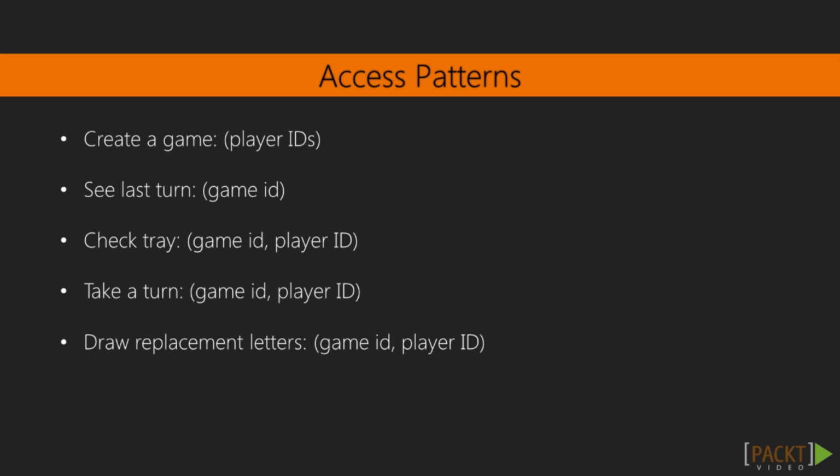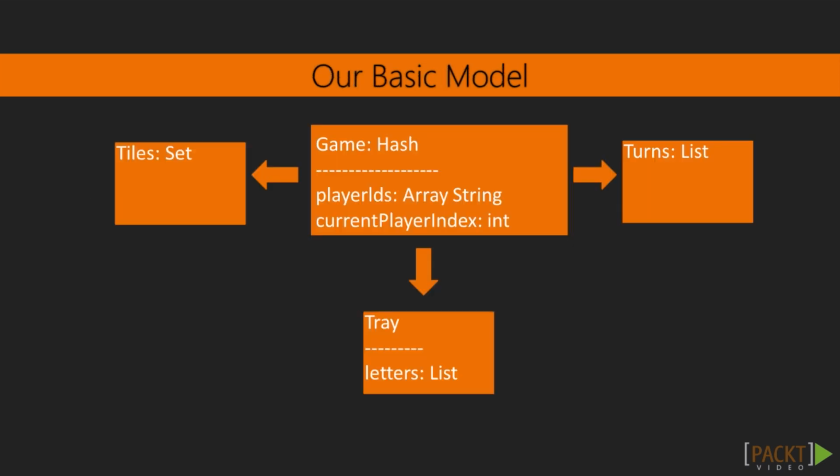We need to check a player's tray of letters, so of course we'll need the game ID again, but now we'll also need a player ID. Then the player takes a turn, so game ID, player ID. Finally, the player needs to draw replacement letters, again, game ID and player ID. So can you see how the pattern breaks down here? Well, once we create the game, we'll use that game ID for accessing everything associated with the game. And in most cases, we'll also need to use the player ID to discriminate, as we do have multiple players associated with the game. So now we have enough information to quickly model our game.